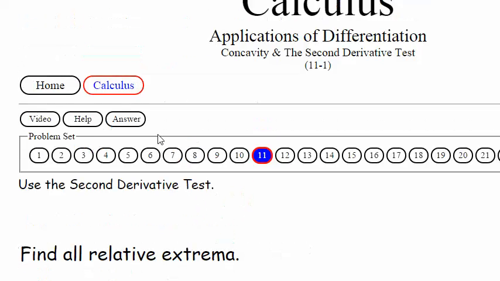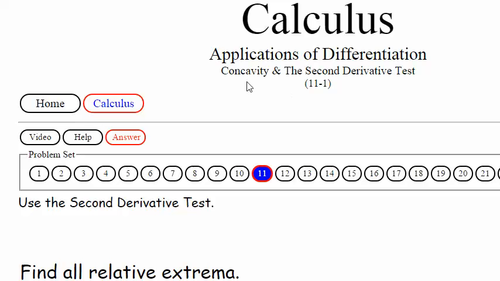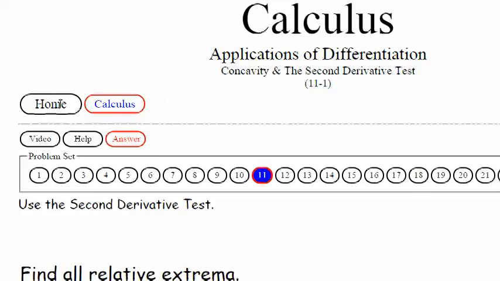It's always nice to look at a picture. Let's make sure the answer is correct. Relative minimum 5, 4. Okay. So we can use the second derivative to find relative mins and maxes.